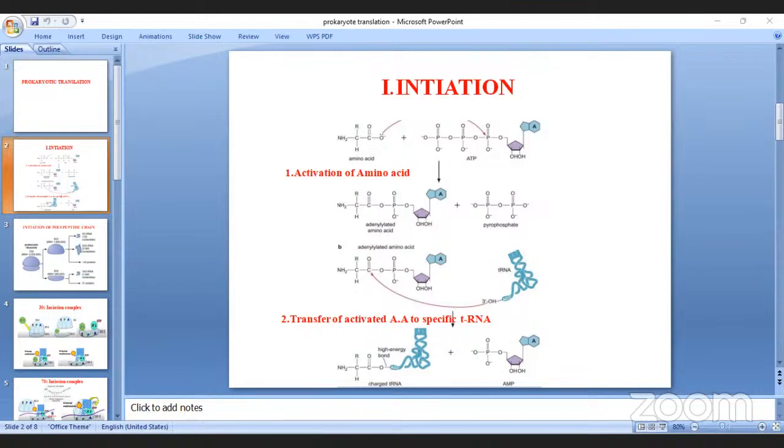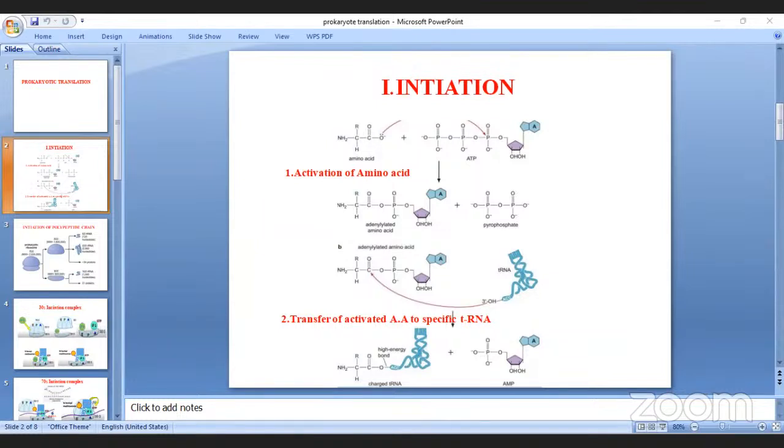Before entering into translation, we checked the requirements for the translation process. I already told you one requirement is RNA. My question: how is RNA available? The RNA is prepared from the DNA strand through the transcription process. Next, another requirement is tRNA. Where is the tRNA? tRNA is present in the cytoplasm. Amino acids are also present in the cytoplasm. Ribosomes are also present in the cytoplasm.